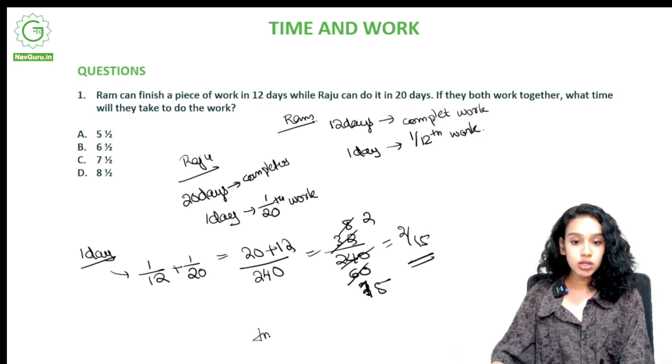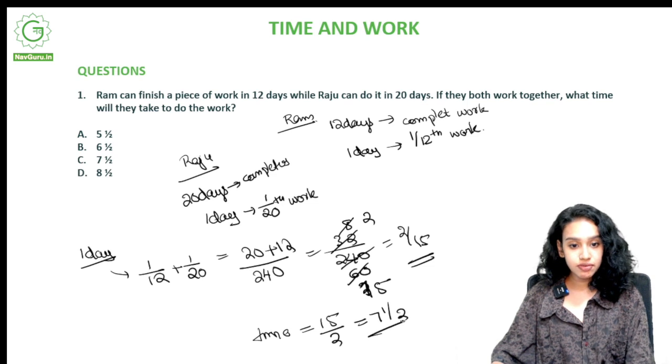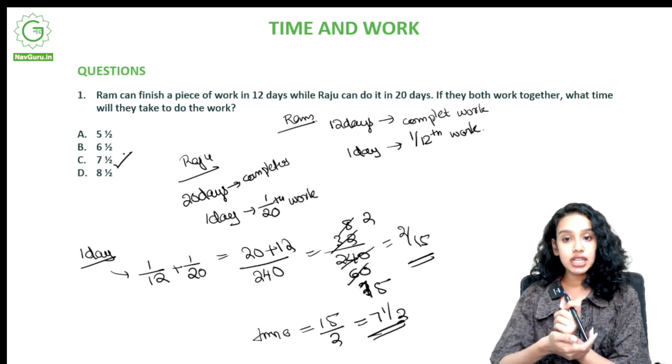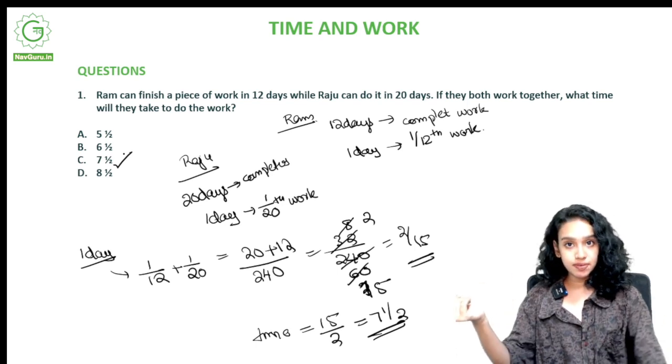So what is the time required? Time required would be 15/2, which is equal to 7.5. So 7.5 days are required to complete the work if they both work together, right?